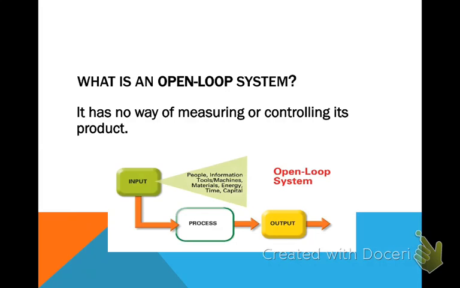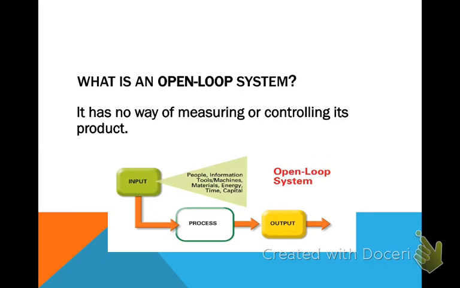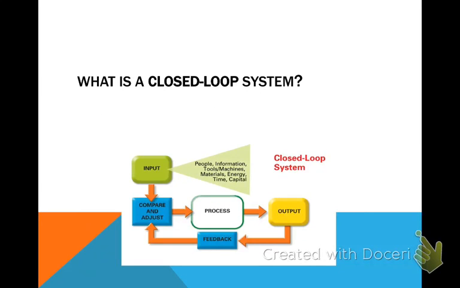So the one we want to strive for is called a closed loop system. If you look at the difference, I'm going to go back and forth. The open goes input, process, output, and it's done. The closed goes input. We're going to skip the blue one, compare and adjust.